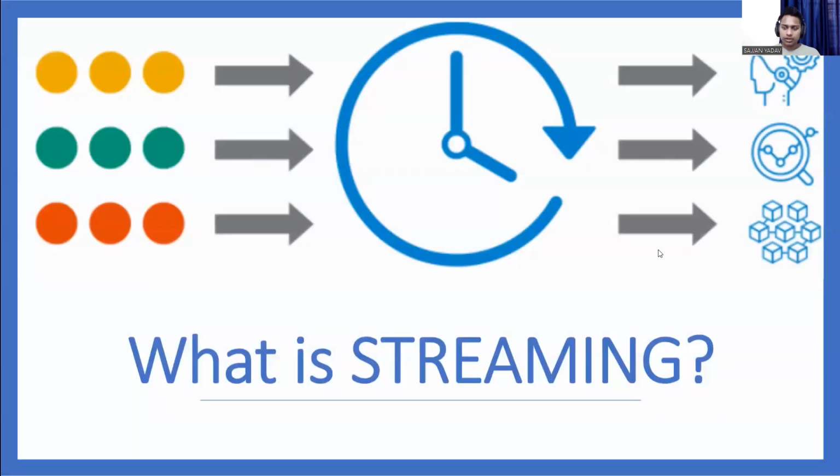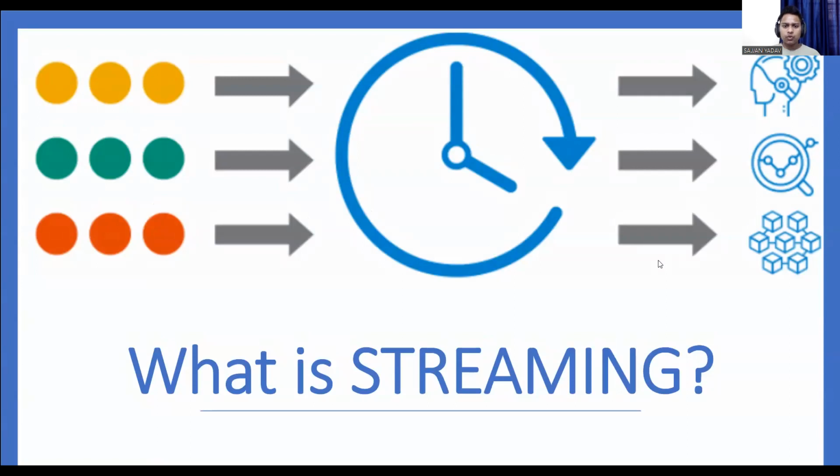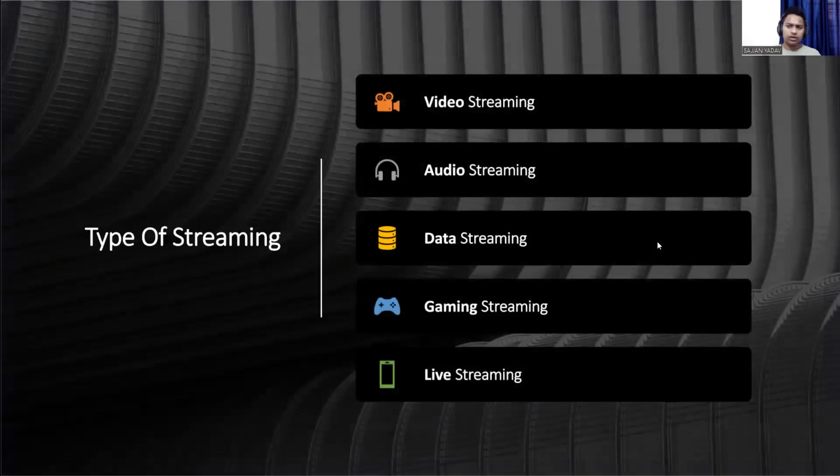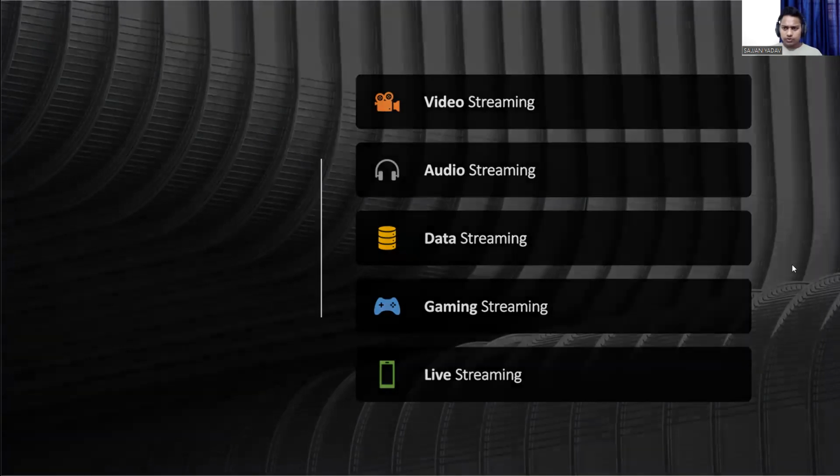So what is streaming? Streaming refers to the delivery of audio, video, and multimedia content over the internet. Unlike traditional methods where we need to download the whole video and only then are we able to watch it, even if a small part of your video is downloaded, you are good to go and watch it. So what are the different types of streaming? We have video streaming, audio streaming, data streaming, gaming streaming, live streaming, and many other types of streaming, right? But our focus is data streaming.